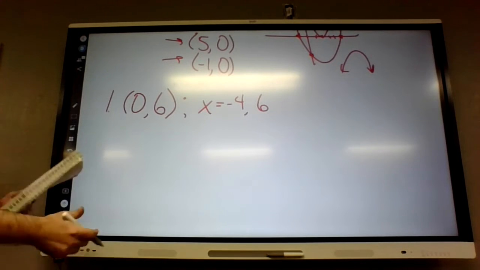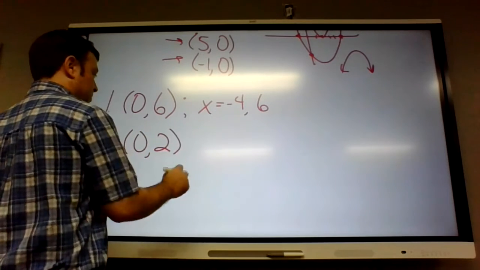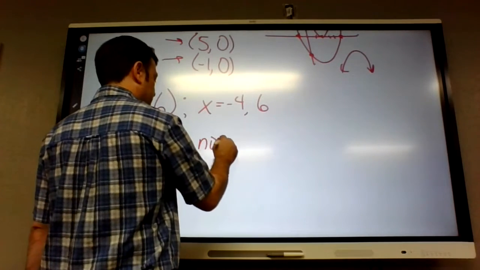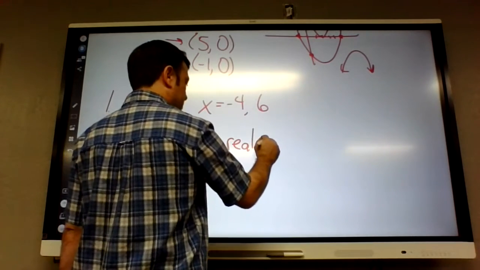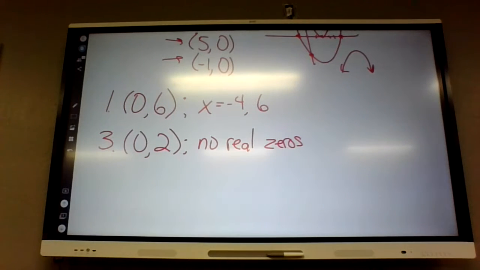Number 3, where is it crossing the y-axis? (0, 2). And what are the x-intercepts? So they want us to put no real zeros. This makes sense. What if one of the zeros is 0? Well, just put x equals 0. Okay. Very wise.